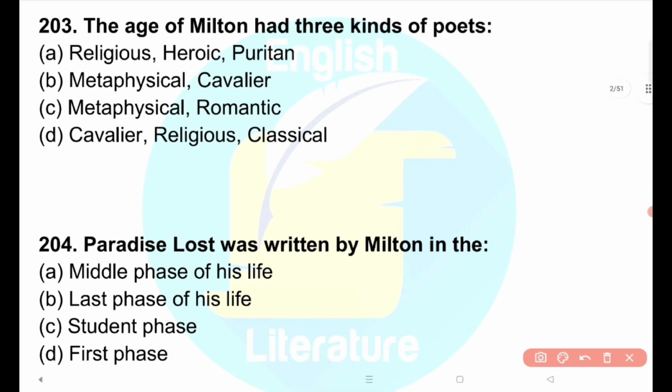The age of Milton had three kinds of poets. Option A, religious. The age of Milton had three kinds of poets: metaphysical, cavalier, and Puritan. Metaphysical, cavalier, and Puritan, so option B is the correct answer. The age of Milton is also known as a Puritan age, 1625 to 1660.